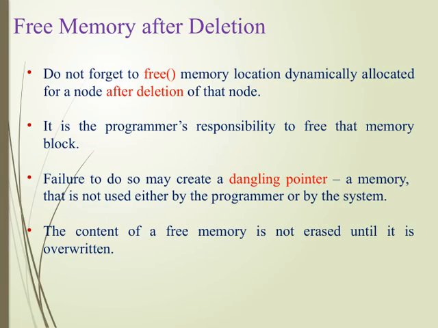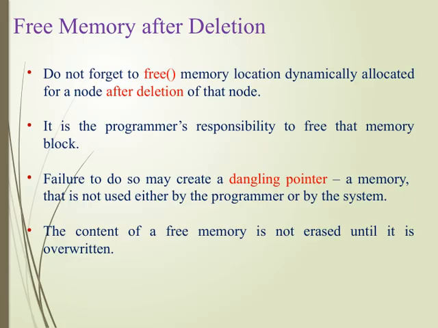When working with dynamic memory allocation, it's crucial to remember that after you delete a node, you also need to free the memory associated with it. This is something that the programmer is responsible for. It's not handled automatically. If you forget to free this memory, it can lead to what's called a dangling pointer. That's a pointer that points to memory which is no longer in use by your program or the system.